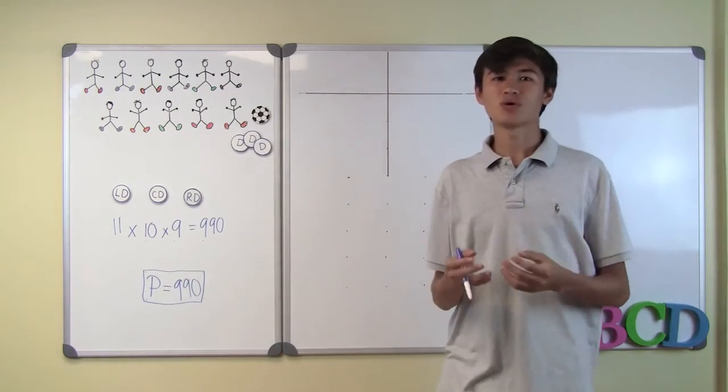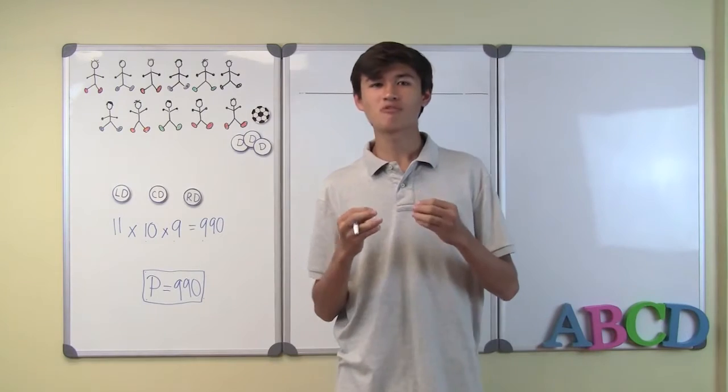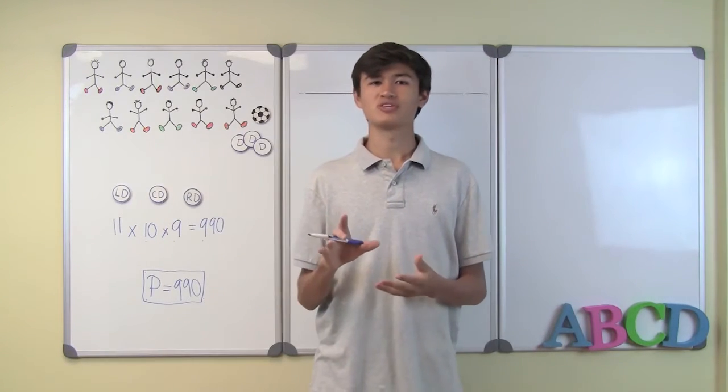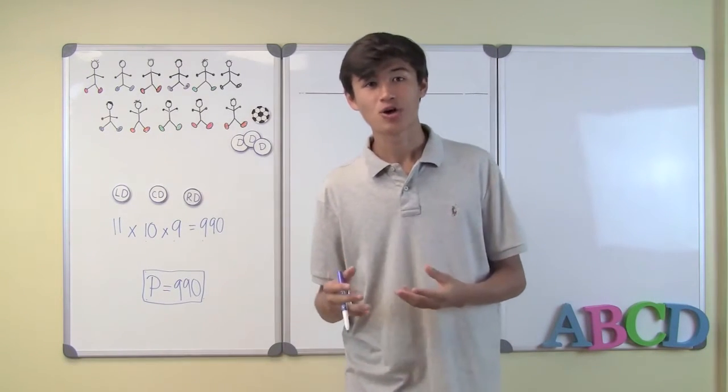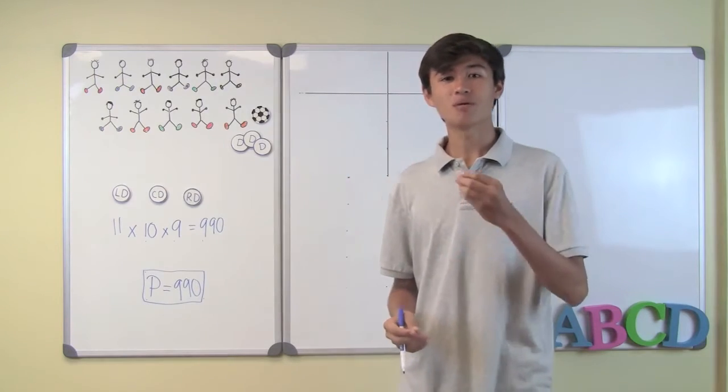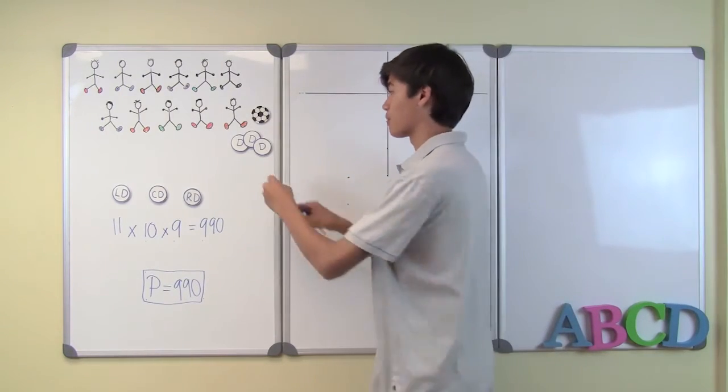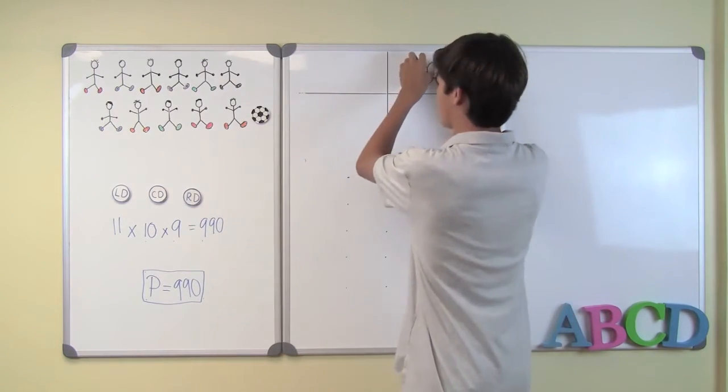But that wasn't the question we were asked. We were asked to find the number of combinations, not the number of permutations. So what do we do now? We need to find the relationship between the number of combinations and the number of permutations. That's what I'm going to do over here.